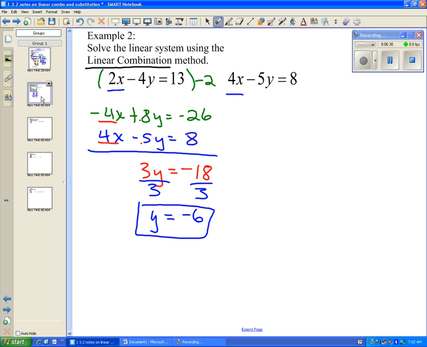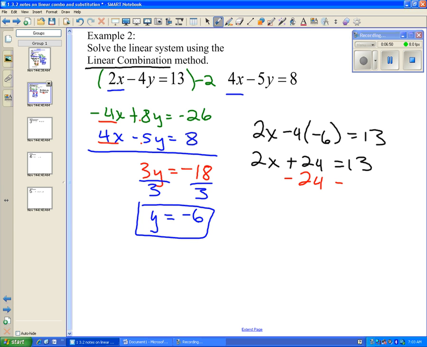At this point, I need to pick one of the two equations, it doesn't matter which one, and plug y in for it. If I pick the first one, I have 2x minus 4 times negative 6 is equal to 13. So I have 2x, negative 4 times negative 6 is positive 24. That's equal to 13. I'm going to go ahead and subtract 24 from both sides of my equation. I get 2x is equal to negative 11.